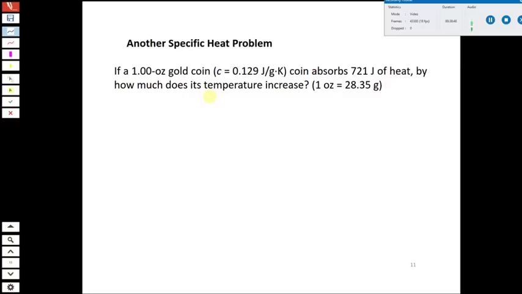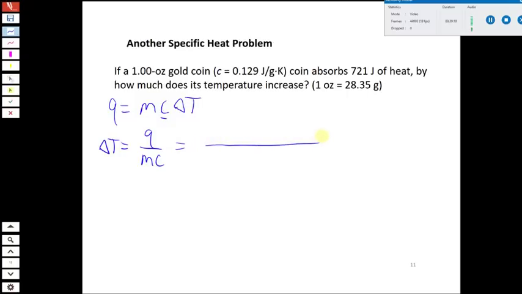Okay, so this is just a variation on the previous one where we're still using the same equation, Q equals MC delta T. Only differences here is this isn't water anymore, so we have a different specific heat capacity, and now we're solving for delta T. So delta T is going to be equal to the heat that's absorbed divided by the product of mass and heat capacity. All right, so we can just start plugging in numbers that we already know.